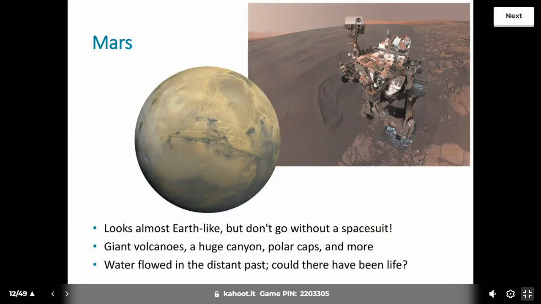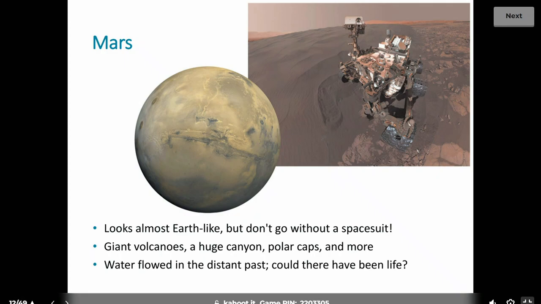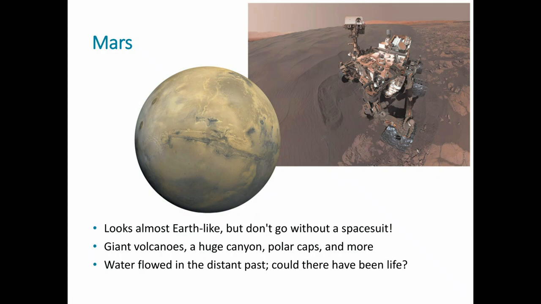Mars is the fourth planet out from the sun and the last terrestrial planet. So it kind of has similar features to the Earth. It has volcanoes, canyons, polar caps, but it has a very thin atmosphere, so it's cold, and there's no oxygen to breathe. So if humans ever do make it there, we're not going to be able to walk around without a spacesuit.